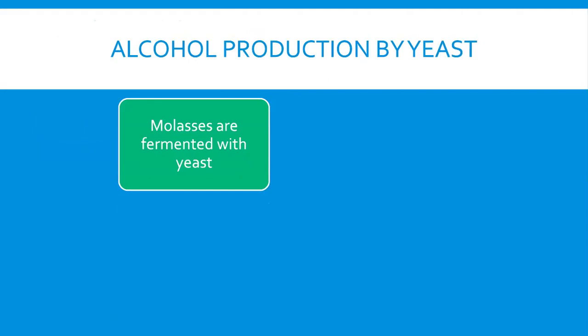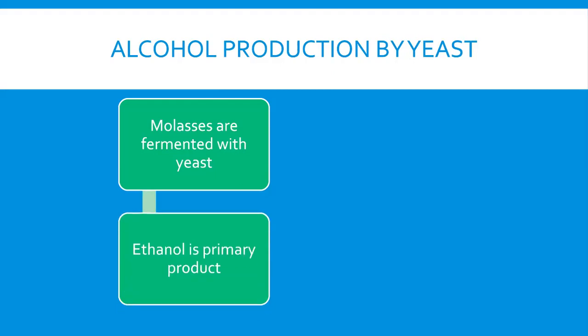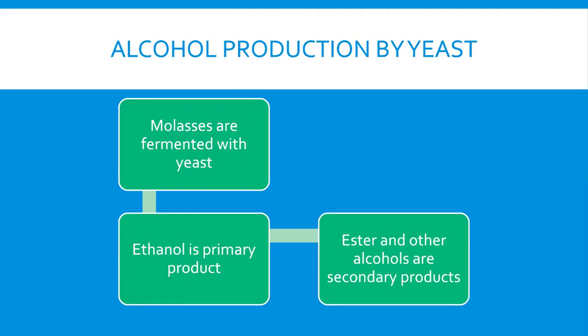Molasses are fermented with yeast. You know what is molasses? Molasses is like when you go to a person who sells sugarcane juice, the waste left over from the sugarcane, that waste is called molasses, and that is fermented with yeast. That means yeast is added to it. And when yeast is added, ethanol is something that you get as a primary product, and esters and other alcohols are secondary products. So they produce this ethanol, then they manufacture it, and there are certain chemicals and alcohols that they form out of the fermentation. So that is what it is used for.